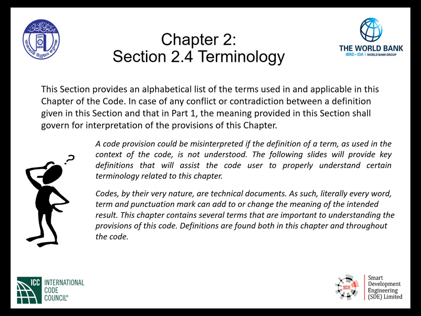Codes, by their very nature, are in fact technical documents. As such, literally every word, term, and punctuation mark can add to or change the meaning of the intended result. This chapter contains several terms that are important to understand the provisions of this code. Definitions are found both in this chapter and throughout the code. Let's look at some key terminology relating to air conditioning, heating, and ventilation systems.